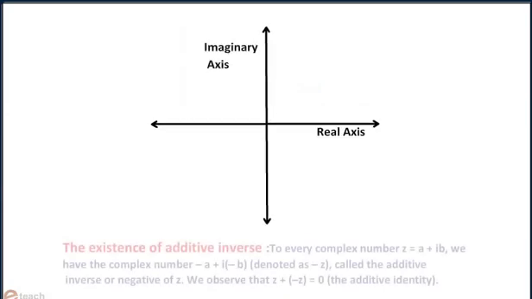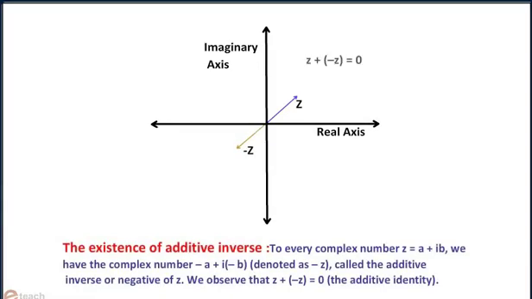The existence of additive inverse. To every complex number z equals a plus iota b, we have the complex number minus a plus iota times minus b, which is denoted as minus z, called the additive inverse or negative of z. We observe that z plus negative of z equals 0.